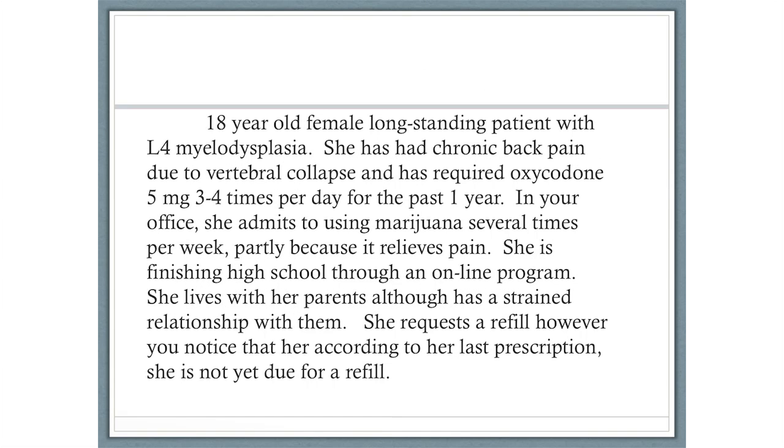So another case is an 18-year-old who has an L4 myelodysplasia. She has had chronic back pain due to vertebral collapse, and she's not a surgical candidate. She's non-operative. And over the past year, she's required oxycodone at a stable dose of 5 milligrams several times a day. You see her in your office. She admits to using marijuana a few times a week. She is finishing high school through an online program. She lives with her parents. It's a difficult relationship at home. She asks for a refill for her oxycodone, and you notice that she's not due yet. So how do you handle this?